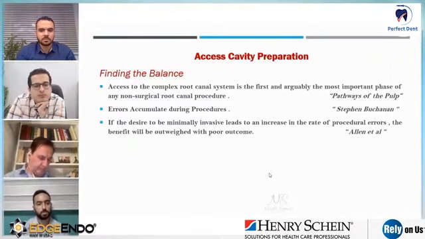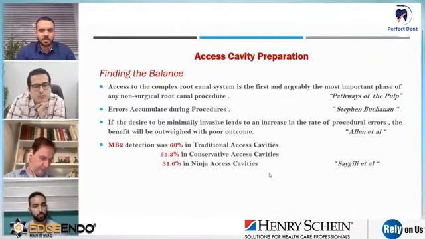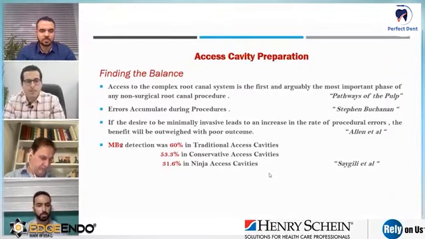One more fact is that detection of MB2 canals was found to be 60% in traditional access cavities, a little bit less in conservative access cavities, and only 30% in the ultra-conservative access cavities. So my idea is that to create a proper minimally invasive access cavity, we need at least 3 important things. Number one, a preoperative cone beam CT, just to avoid missing any hidden anatomy or anatomical variations.